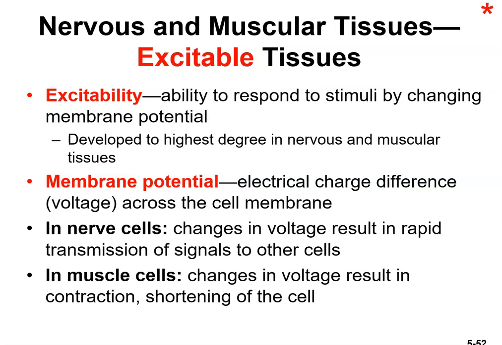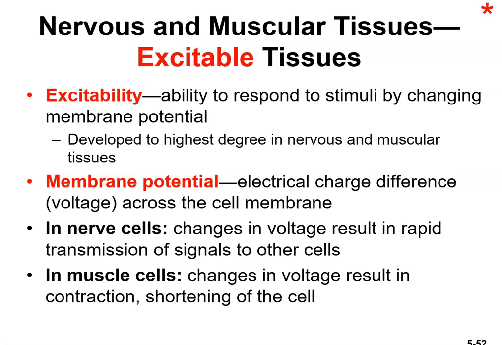The membrane potential means when the cells are at rest, there's a voltage difference across the cell membrane. The inside of cells is normally negatively charged. Outside the cell, in the extracellular matrix, it is normally positively charged. So the voltage difference across the cell membrane is called the membrane potential.